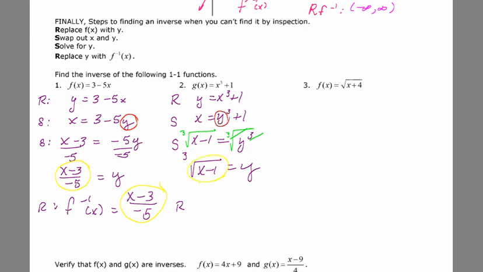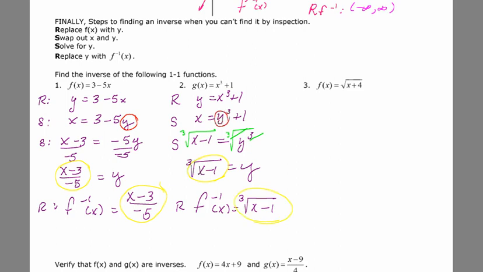Once you have it solved for y, you've found your inverse, and now the last step is just to call it the inverse. The inverse is the square root of x minus, oops, lost my cube root, didn't I? There it is. Cube root of x minus 1. That thing is a little high. Let me bring it down. Cube root of x minus 1. And there's our inverse.